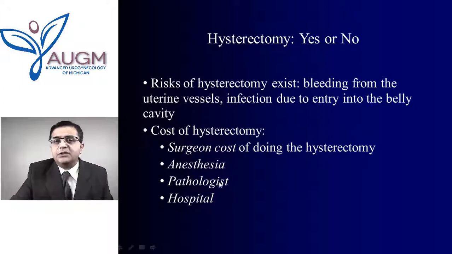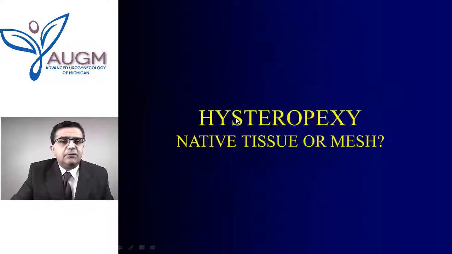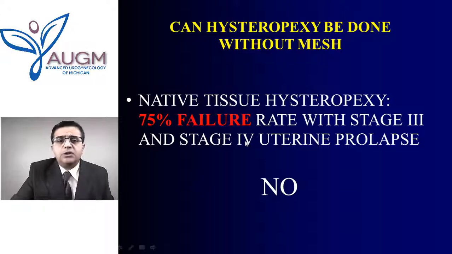So everybody charges more. So guess what? We're all paying for the cost of doing a hysterectomy, which may turn out to be unnecessary. So let's see what we see further. How about preserving the uterus? Should we do it with mesh or without mesh? Without mesh is called native tissue, where we use the patient's own tissue.